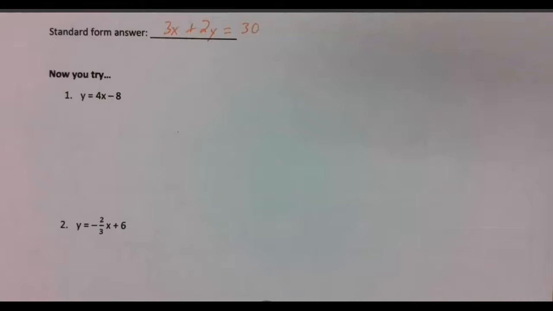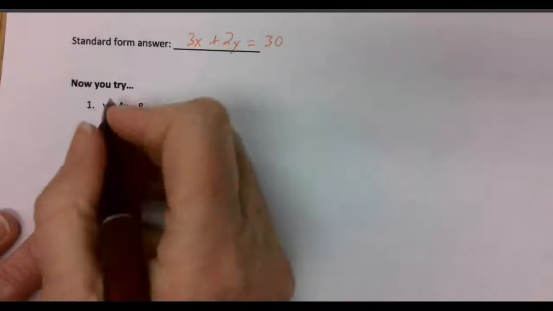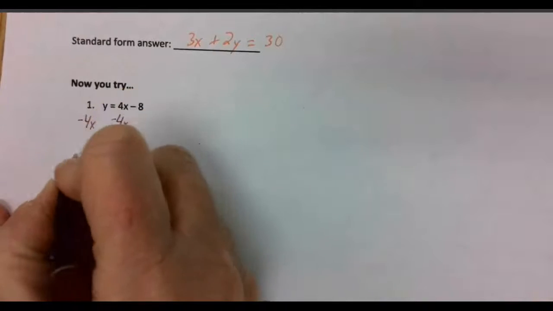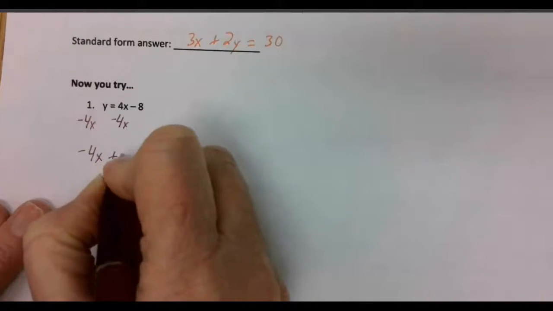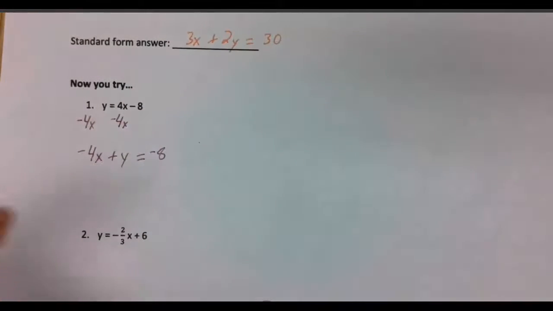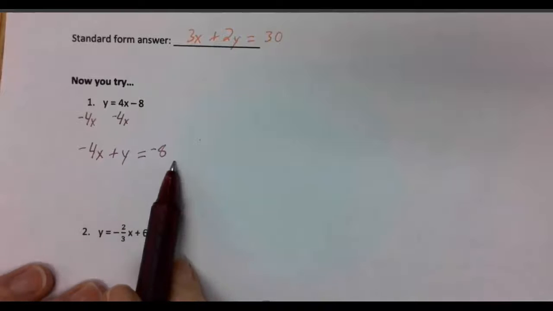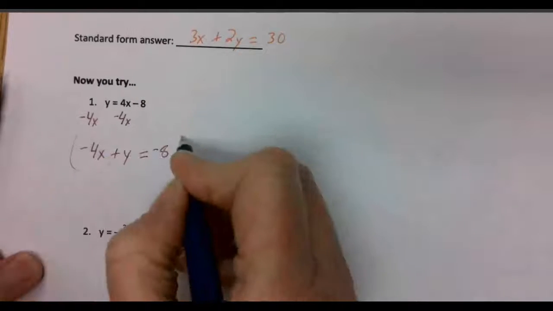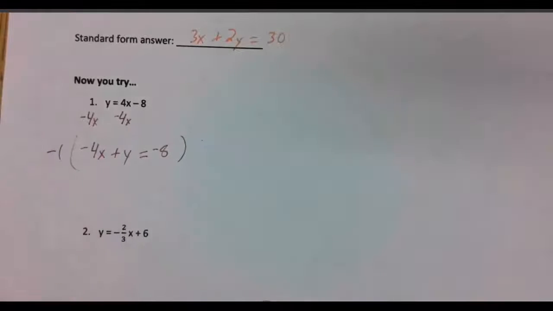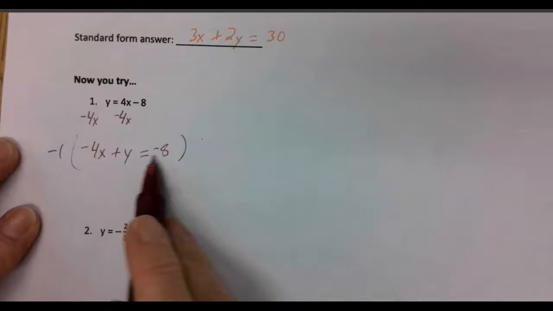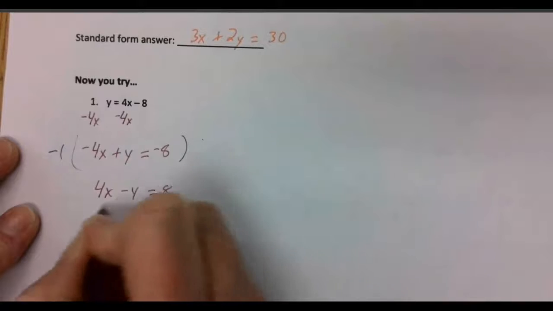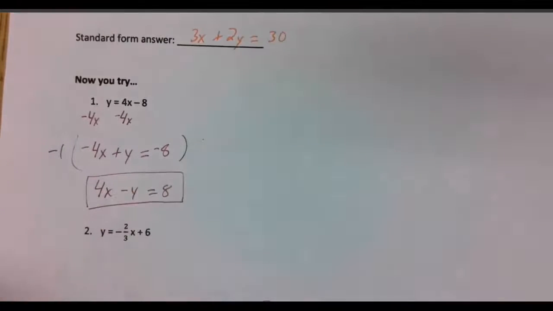Go. So on number 1, I just have to move that 4x over. I have a positive 4x, so I'm going to add a -4x to both sides. I get -4x plus y is equal to -8. Is that my answer? Do I have all whole numbers? Yes, I do. Is a positive? Nope. So I'm going to multiply the entire thing by a -1. When I do that, all I'm doing is switching my sign. So I get 4x minus y is equal to 8. Ta-da! Standard form. Okay, do number 2 if you haven't already.